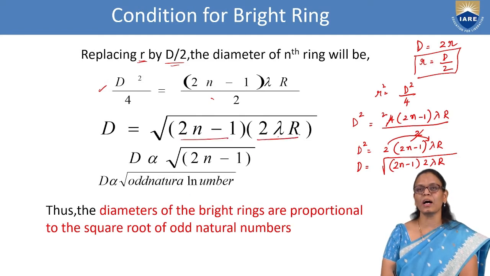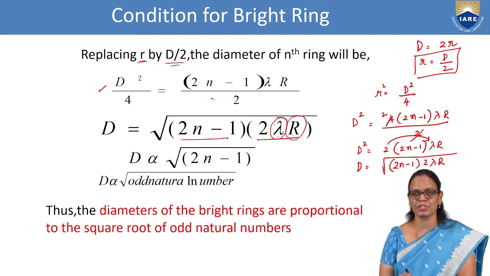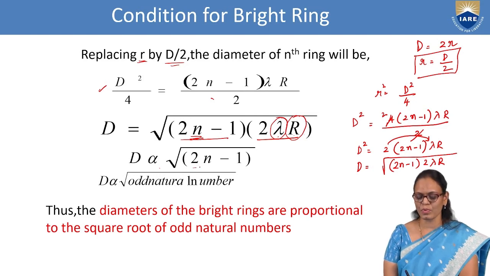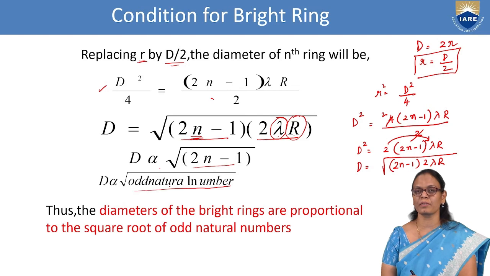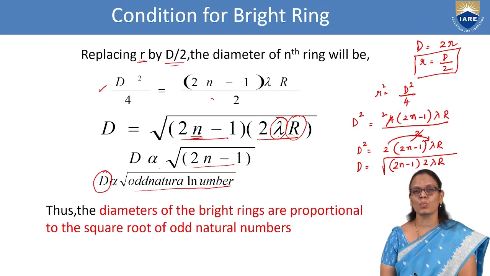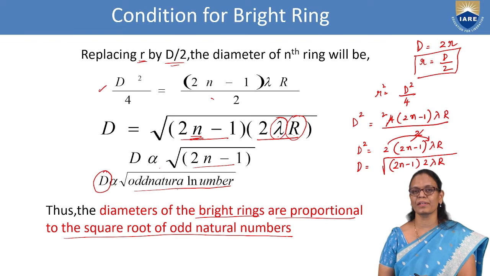Now lambda and R are fixed for a given setup. The wavelength of light will not change, and the radius of curvature of the lens is not going to change. So what is going to vary is n. N is the order of the ring. So now D is proportional to under root 2n minus 1. What does 2n minus 1 give us? It gives us an odd natural number. So the diameter of the bright rings is always proportional to the square root of odd natural numbers.